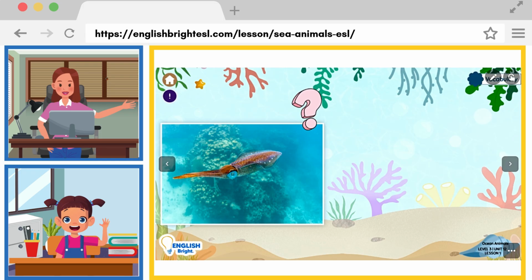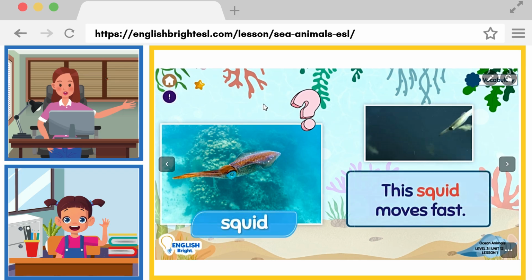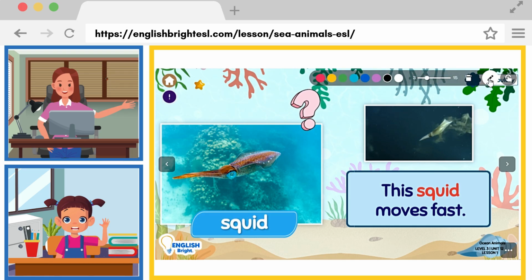Look at this picture. Do you know what ocean animal this is? Oh, I think it's a squid, teacher. That's right, Lucy. This is a squid. A squid looks a little like an octopus, but it has a longer body and 2 extra tentacles for catching food. Wow, so a squid has more tentacles than an octopus? Yes. Now, let's read a sentence together. Please repeat after me. This squid moves fast. This squid moves fast. Great job, Lucy.